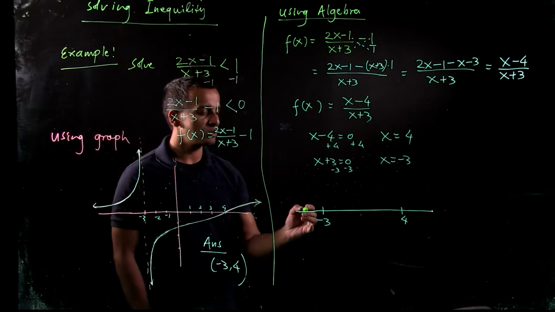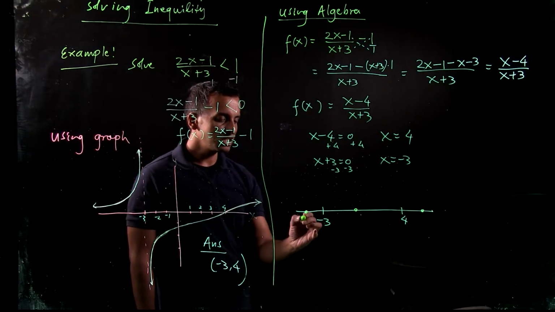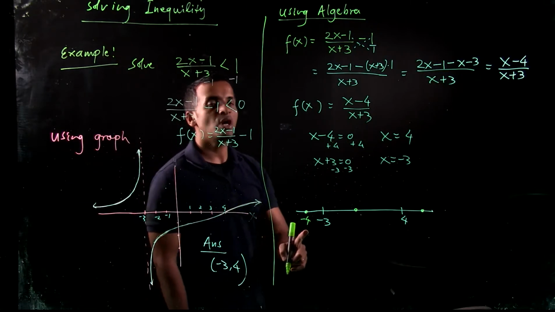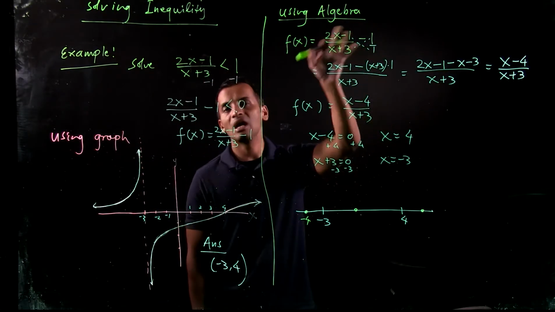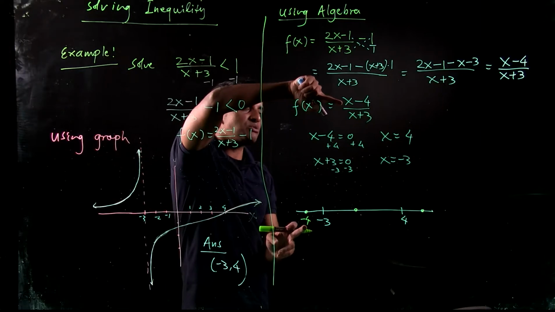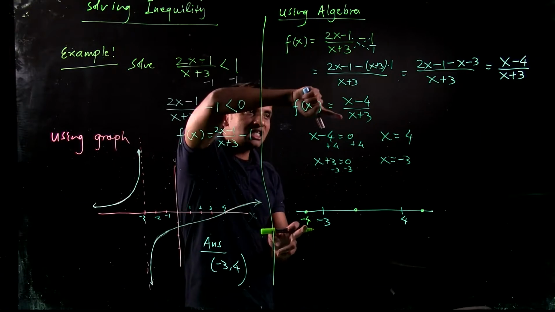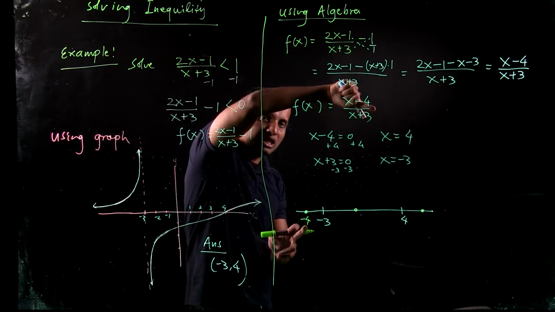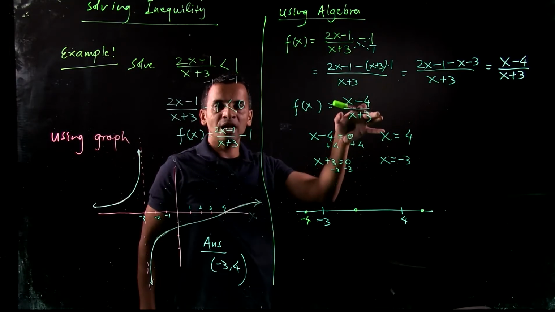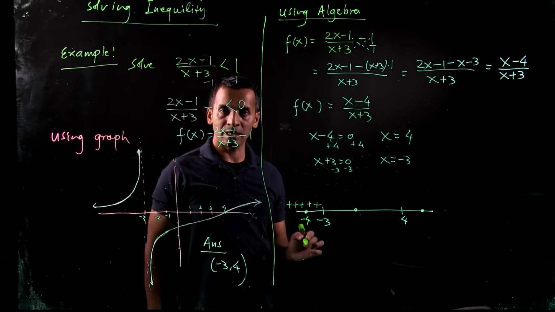Now you take a test point from this piece, and from that piece. Let's take -4 and plug that -4 into this value or that value, wherever you want. Let's plug it in here. If you plug in -4 for x, what do you get? -4 minus 4 will be -8, divided by -4 plus 3 will be -1 on the bottom and -8 on the top. So negative over negative will be positive. So it will be plus, plus, plus, plus, plus. Everything will be plus in that piece.